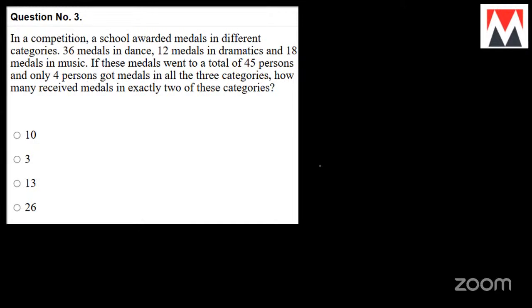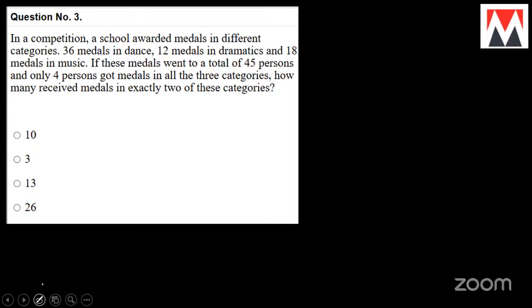In a competition, a school awards medals in different categories: 36 medals in dance, 12 medals in dramatics, 18 medals in music. The medals went to a total of 45 persons and only 4 got medals in all three categories. So how many of them received medals in exactly two of these categories? These types of questions are generally asked in GATE for 1 mark.